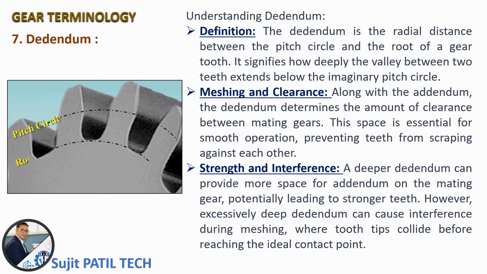Meshing and clearance. Along with the addendum, the dedendum determines the amount of clearance between mating gears. This space is essential for smooth operation, preventing teeth from scraping against each other. Strength and interference. A deeper dedendum can provide more space for the addendum on the mating gear, potentially leading to stronger teeth. However, an excessively deep dedendum can cause interference during meshing, where tooth tips collide before reaching the ideal contact point.